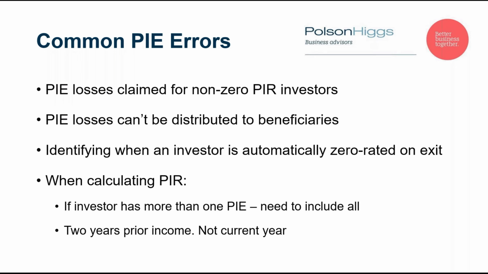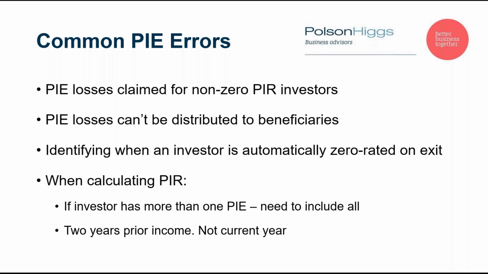So now we'll just finish off with a few common areas to watch out for with PIs. PI losses, so remember these can only be claimed in a tax return when the investor has a 0% PIR, and they can't be distributed to beneficiaries when incurred in a trust.